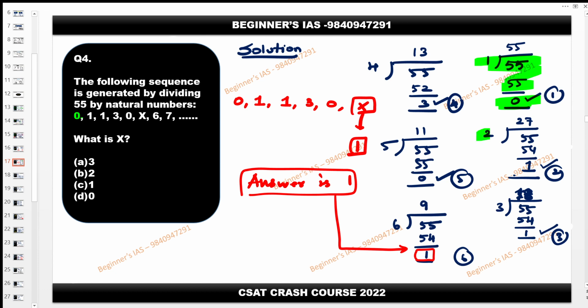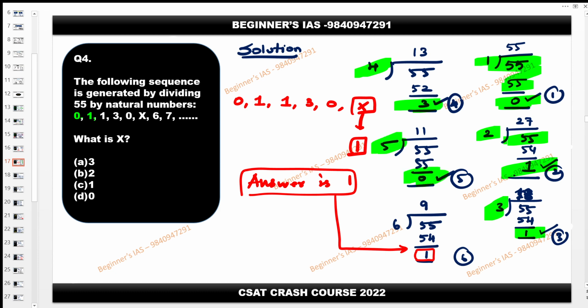When 55 is divided by 2, the remainder is 1. So when you are dividing 55 by 3, you are also getting 1. Then for 4 you are getting 3. Then for 5 you are getting 0.